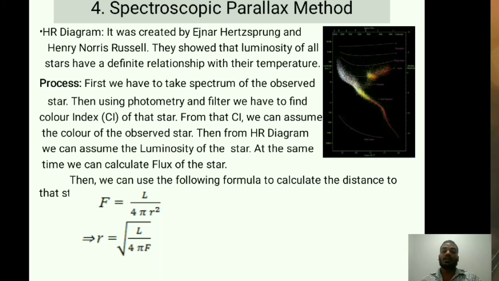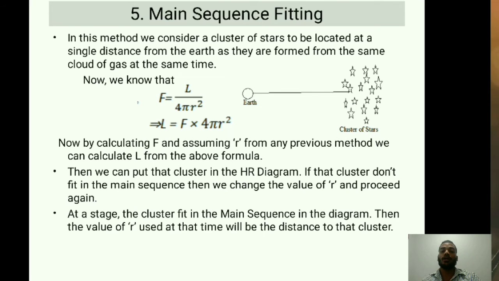Now, the fifth technique I have used here is main sequence fitting. In this method, we consider a cluster of stars to be located at a single distance from Earth, as they are formed from the same cloud of gas at the same time, and they follow the relation f is equal to L by 4 pi r squared, which leads to L is equal to f times 4 pi r squared. Now by calculating f of a cluster of stars and assuming r from any previous method, we can calculate L from the formula, and after that we can put that star in the HR diagram. It may fit in the main sequence or it may not fit.